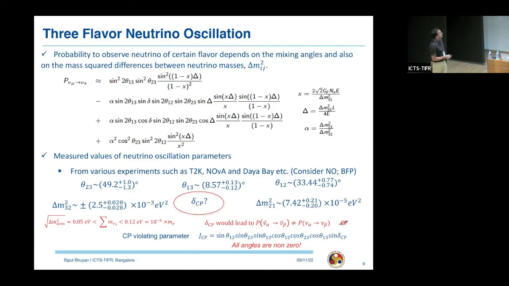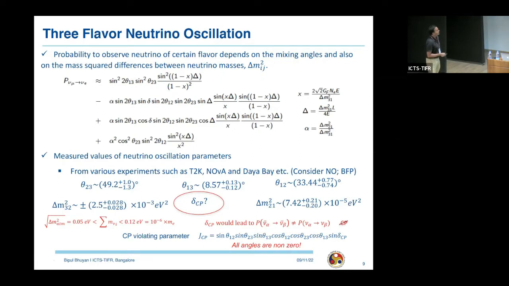Now, when you talk about three-flavor neutrino oscillation, as an experimentalist, if we are looking at a certain neutrino flavor, the probability to observe that flavor depends on the mixing angles and also the mass square differences between the neutrino masses. If we write down the equation for three-flavor neutrino oscillation, the probability depends on the mixing angles as well as the mass square differences.